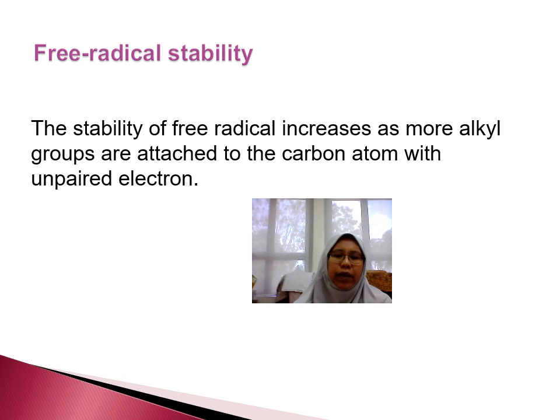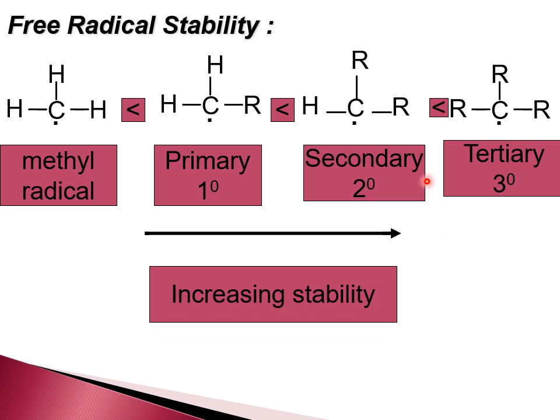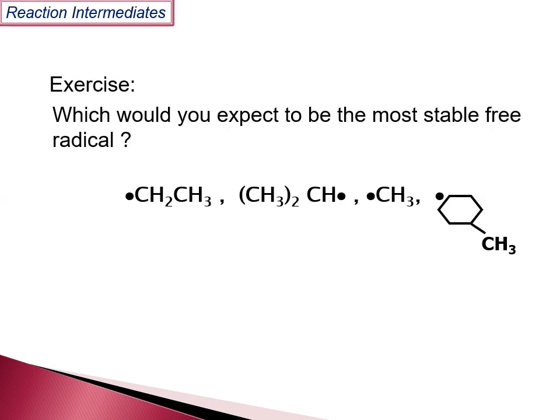The stability of free radicals is the same as carbocation in the sense that they are electron deficient. So as we have more alkyl groups attached to the carbon with unpaired electron, it would become more stable. So what we would have here is that the tertiary free radical on the far right is the most stable free radical compared to secondary, primary, and methyl radical. Let's look at these four compounds. Which one is the most stable free radical?